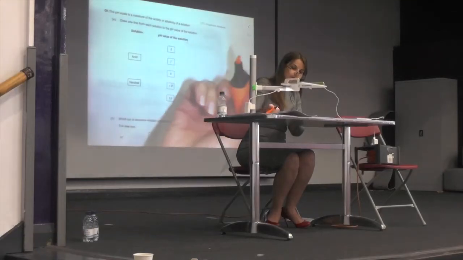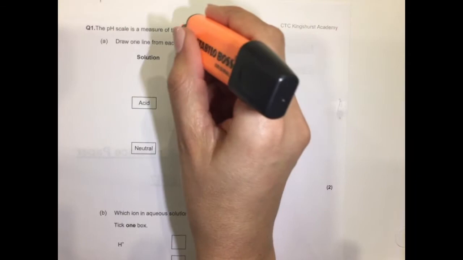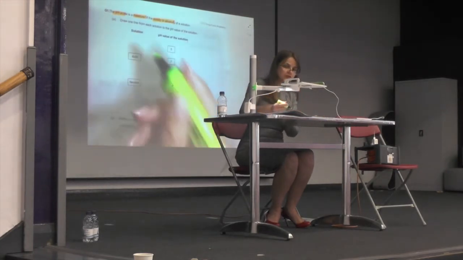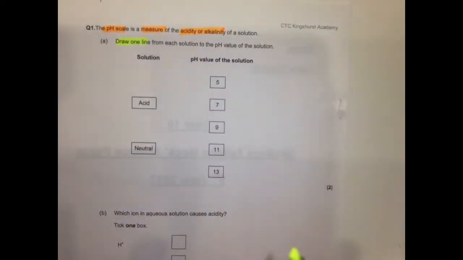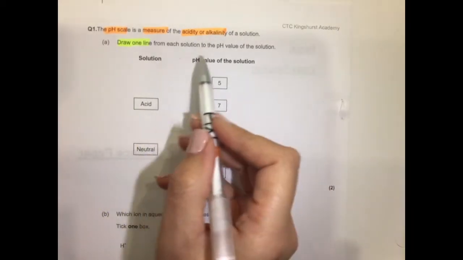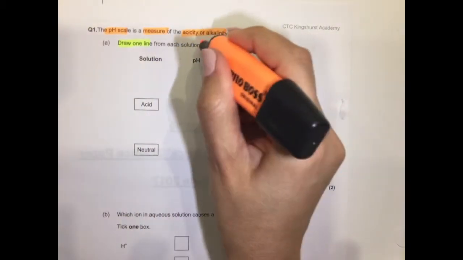Right, thank you. So, first one, pH scale, a measure of the acidity or alkalinity. It says here, draw one line. What I'm going to do is talk through the important things. I'm going to use two different highlighters. One is the command and what it asks you to do, that's the yellow, and the other is the orange, about important information. So draw one line from each solution to the pH value of the solution.